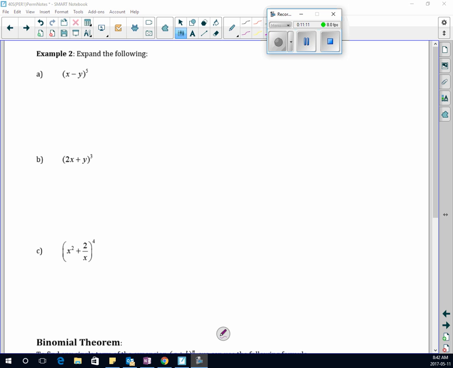Okay, I'll help you with the first one. So this is x minus y, and then I'll just give you some time to expand these. So does everybody see how the pattern goes, right?